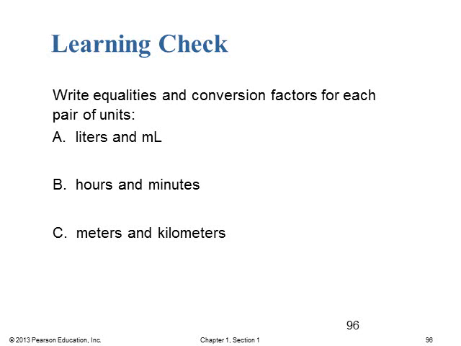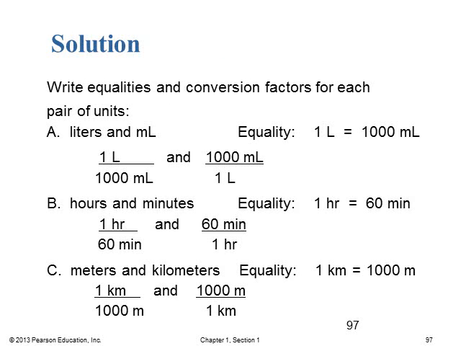Hours and minutes: there are 60 minutes in 1 hour. So you can put 1 hour over 60 minutes or 60 minutes over 1 hour. They are equivalent, the same thing, just depending on what ratio you need. And then lastly, meters and kilometers. If you remember, kilometers is very large, so it takes 1,000 meters to add up to a kilometer. So 1,000 meters over 1 kilometer, or 1 kilometer over 1,000 meters, will be acceptable.